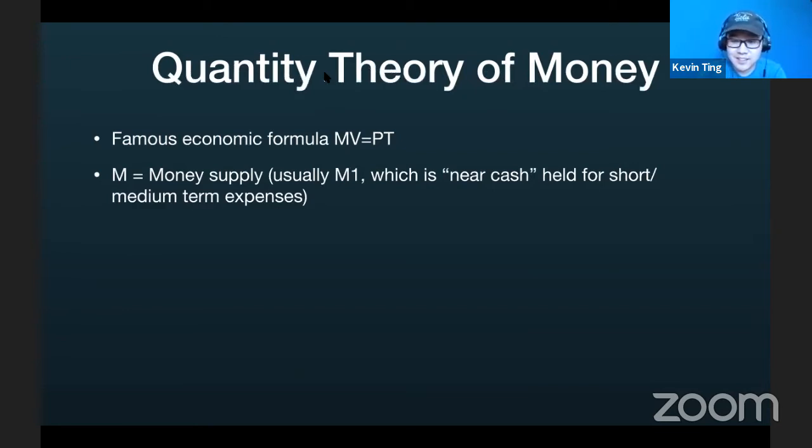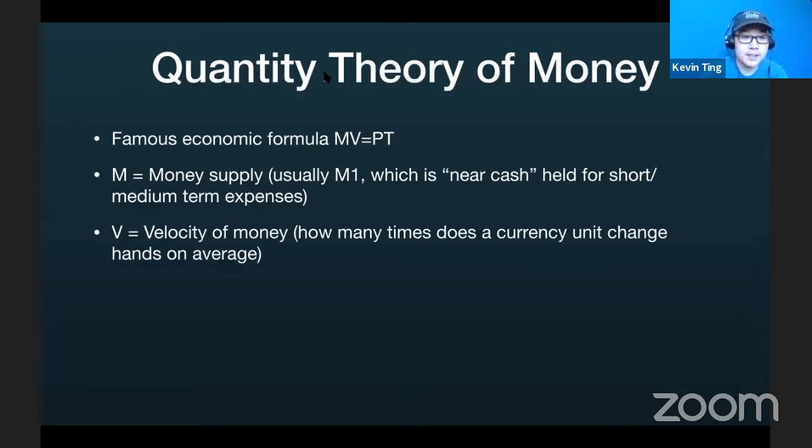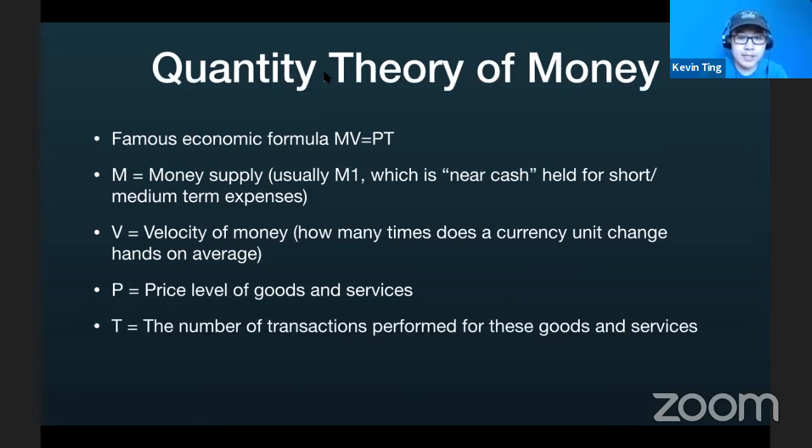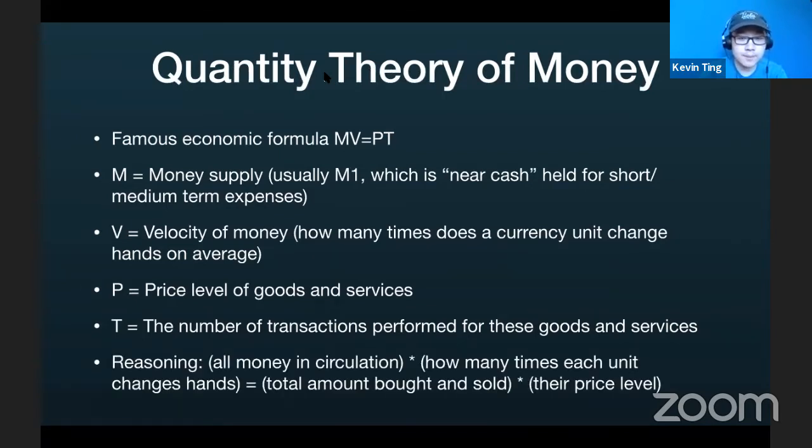No, not really. But the most common are M1 and M2. Right, thank you. So M1 is near cash, or cash that is used for medium to short-term expenses. V is the velocity of money: how many times does such a currency unit change hands on average? P is the price level of goods and services, so this is what we'll be using to calculate Bitcoin's value or price. And T is the number of transactions performed for these goods and services.